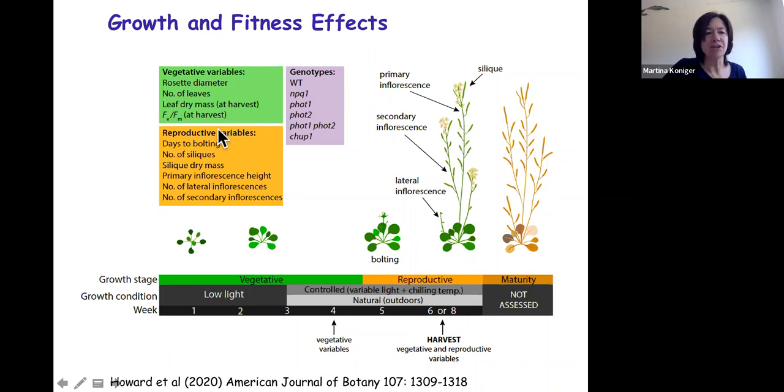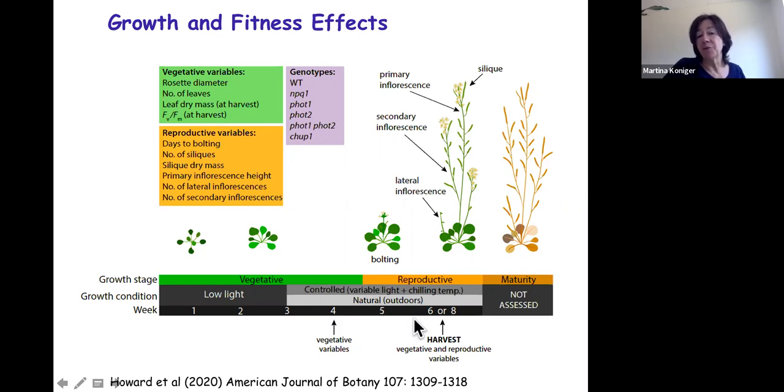And then we measured as much as we could. We grew them for weeks and we measured rosette diameter, meaning how big was my plant? How many leaves did it have? We harvested it. How much dry mass did it have? How many seeds did it make? How many fruits did it make? All sorts of different things.